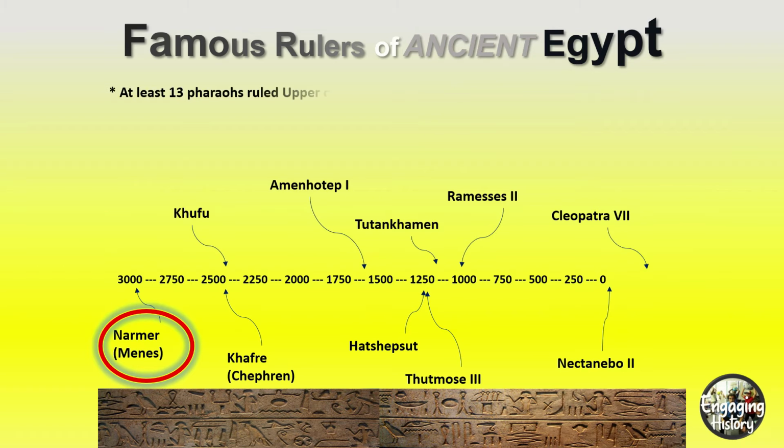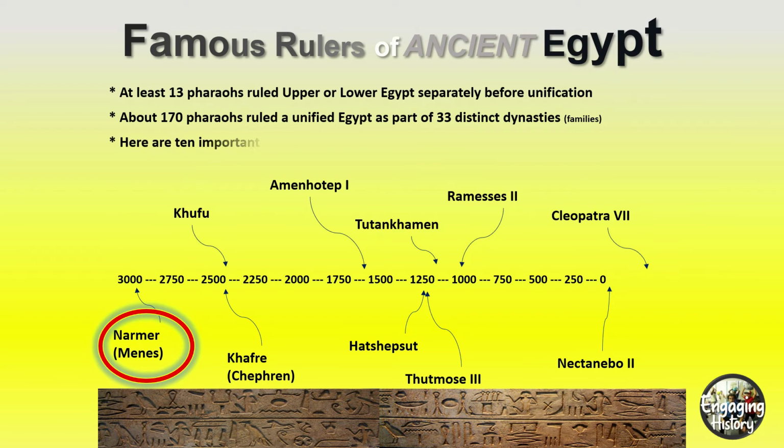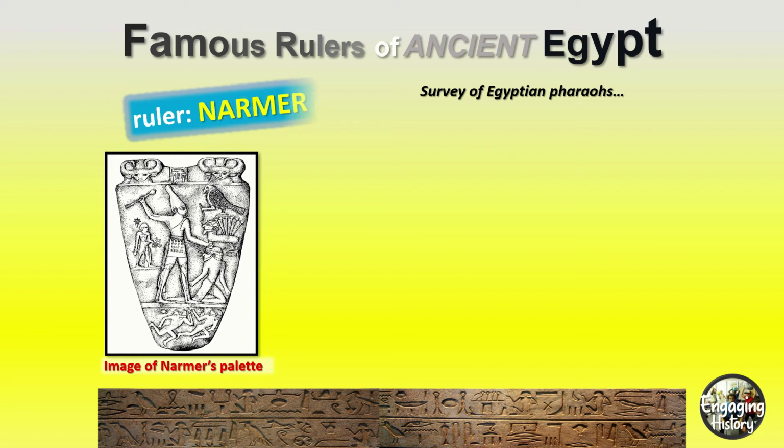So of those rulers, the pharaohs, there were a lot of them. 170 pharaohs ruled a unified Egypt at some point in history. We're not going to look at all of them, obviously, but here are 10 that I've included in my lesson. And one example of one of those slides is right here.